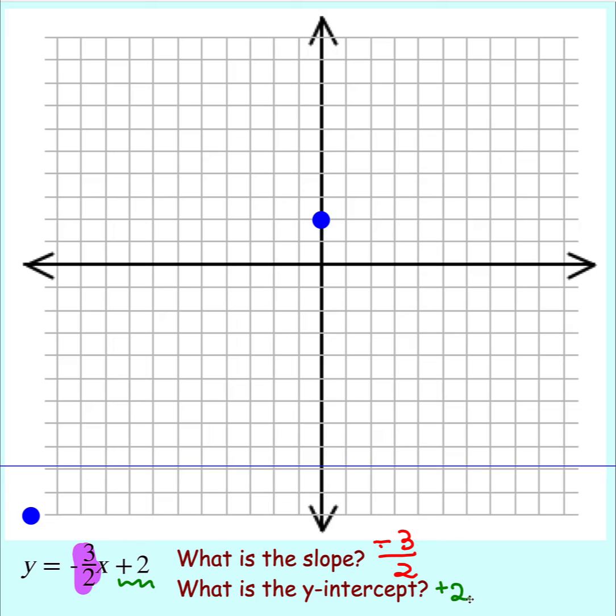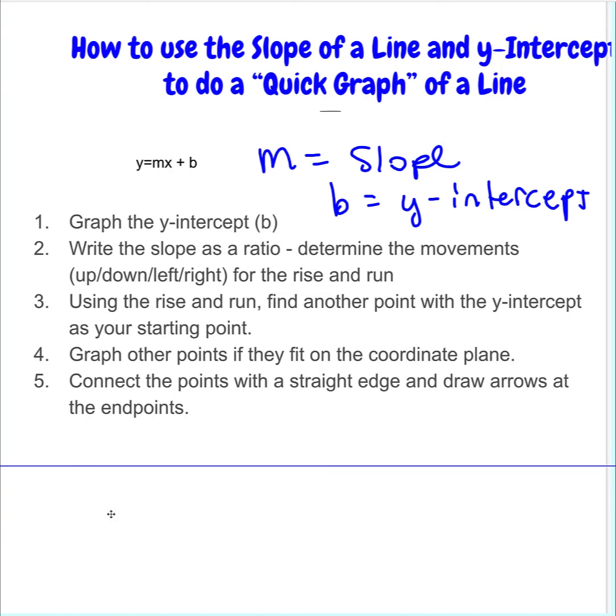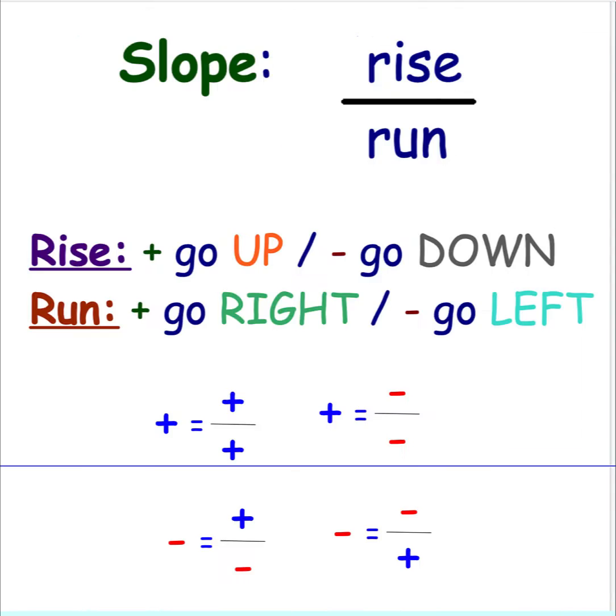Now I'm going to use my slope to find other points. I wrote the slope as a ratio, and now I'm going to think about what the movements are for it, and then use it to find another point.